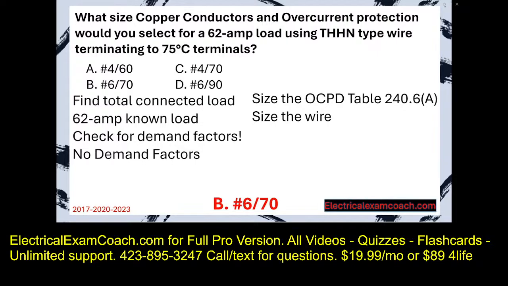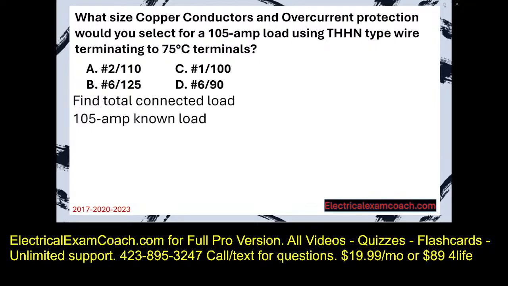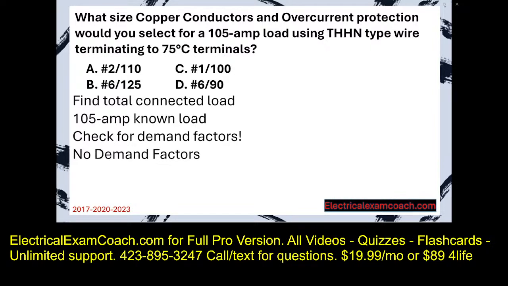Let's get to it. What size copper conductors and overcurrent protection would you select for a 105 amp load using THHN type wire terminating to 75 degree C terminals? Step 1, we're going to find the total connected load. Our starting known load is 105 amps, but we must check for demand factors. It doesn't mention a specific type of equipment or for how many hours that it's running, so in this case, there are no demand factors.